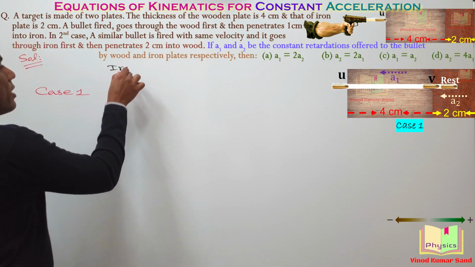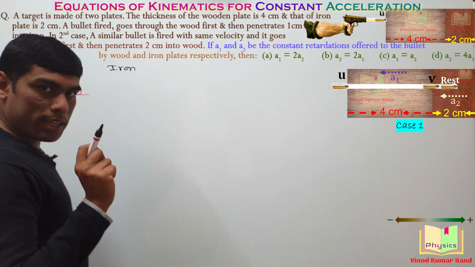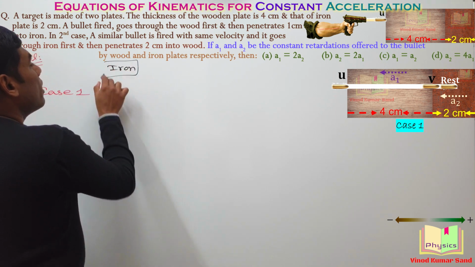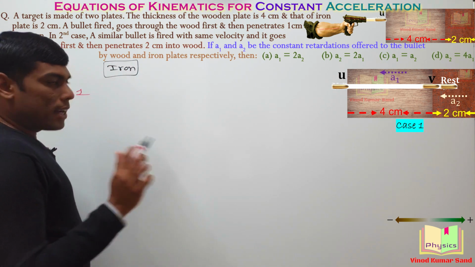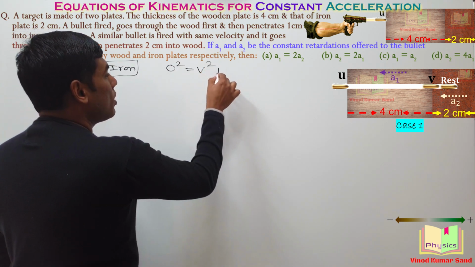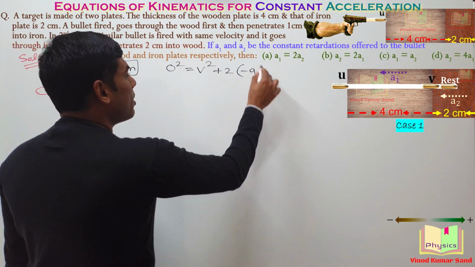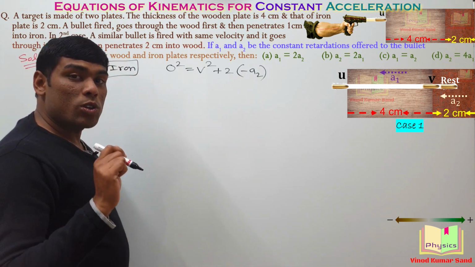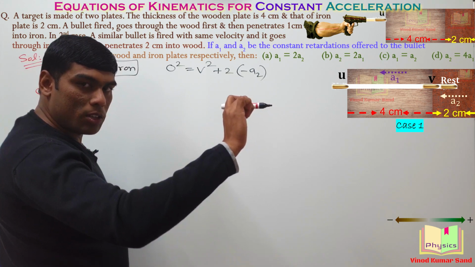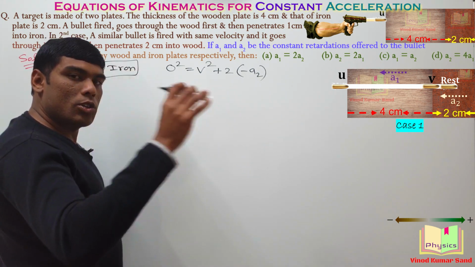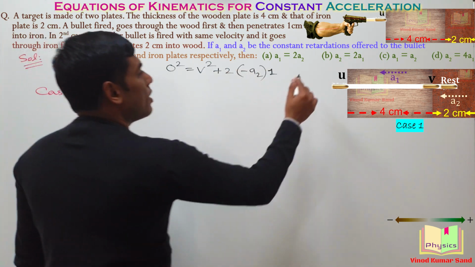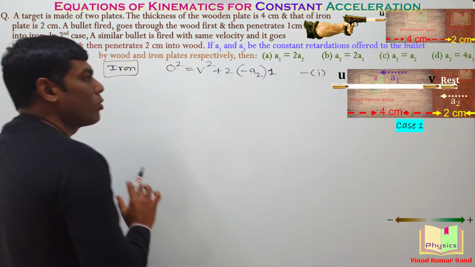So when the bullet is inside the iron, for that interval we are using the third equation of motion. The final velocity of the bullet inside the iron is 0. Okay, the initial velocity is v and acceleration inside the iron will be written as minus a2 for this bullet, because the bullet's velocity is in the forward direction when it was piercing through the iron, but the acceleration was in this direction and the displacement was 1 centimeter. Let's call it equation number 1.